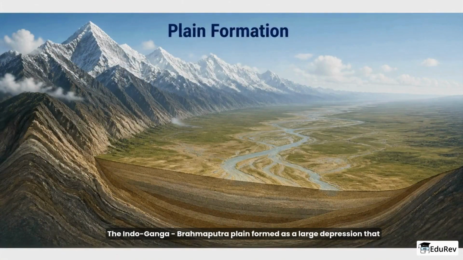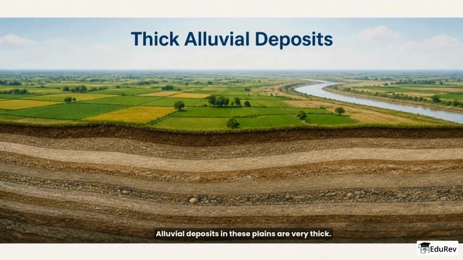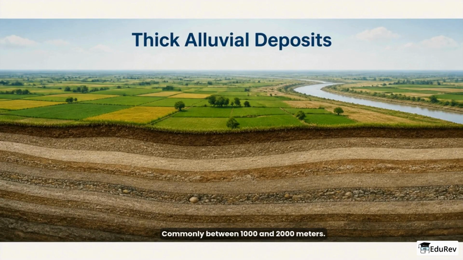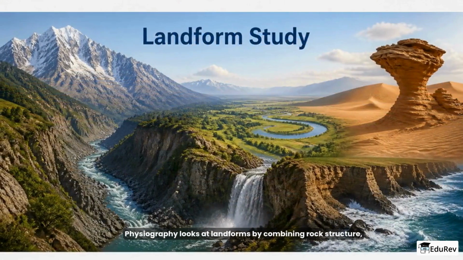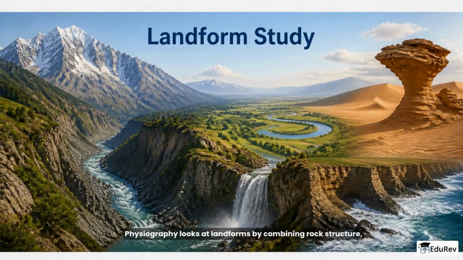The Indo-Ganga-Brahmaputra plain formed as a large depression that filled with sediments during the Himalayan uplift, especially from the late Cretaceous and Paleogene periods. Alluvial deposits in these plains are very thick, commonly between 1000 and 2000 meters, and their long buildup creates very fertile soils for farming. Physiography looks at landforms by combining rock structure, the processes shaping them like rivers, wind, and waves, and the stage of landscape development over time.